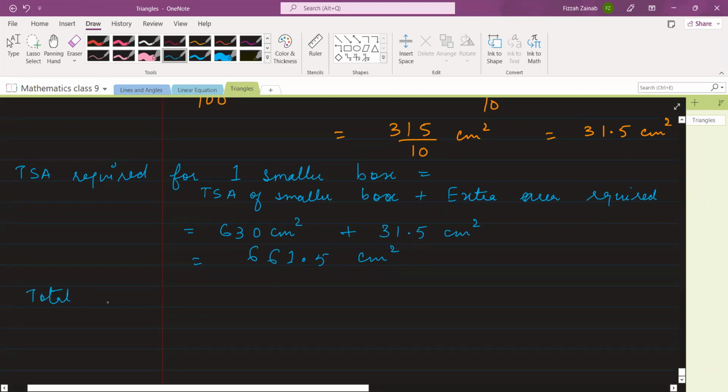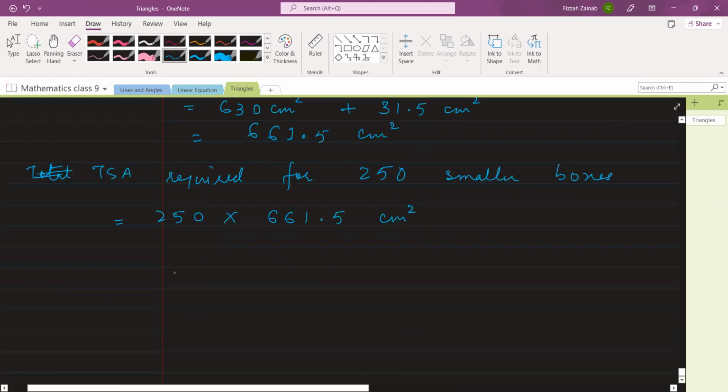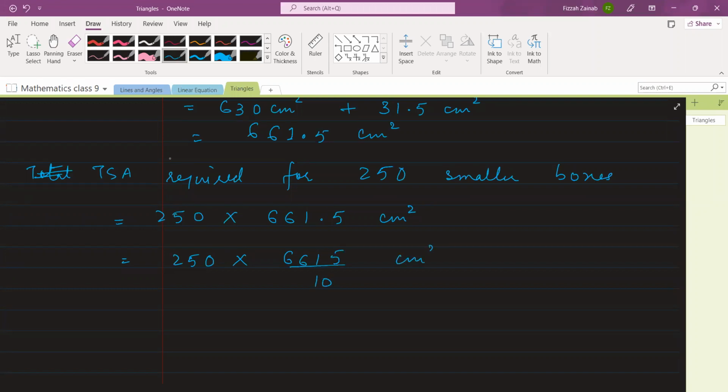So total TSA required for 250 smaller boxes will be equal to 250 multiplied by this 661.5 centimeters square, right? So 250 into 6615 divided by 10 centimeters square, right? So this 0 will cancel and just multiply by 25 and tell me the answer quickly.